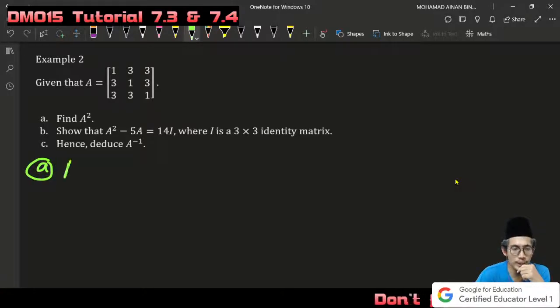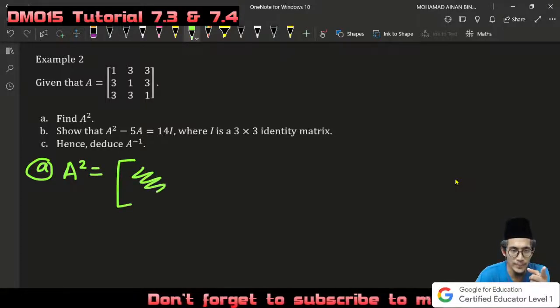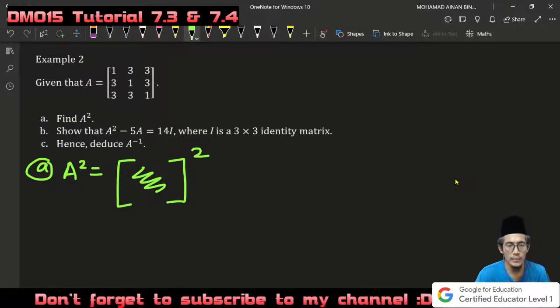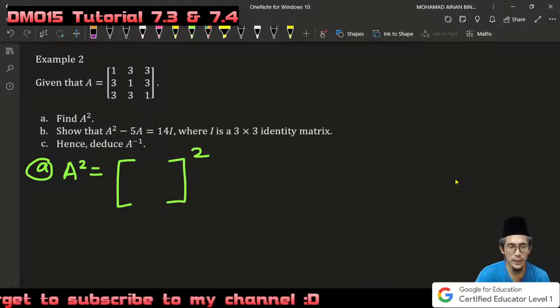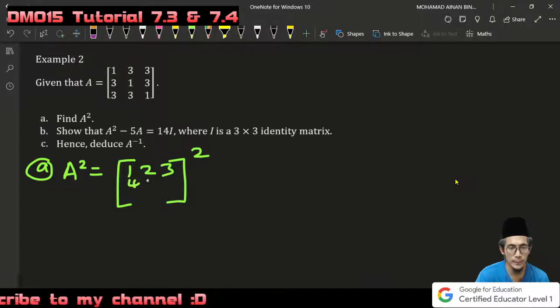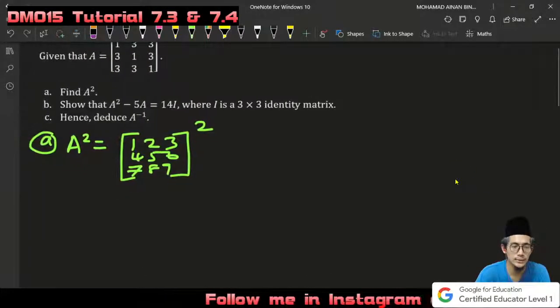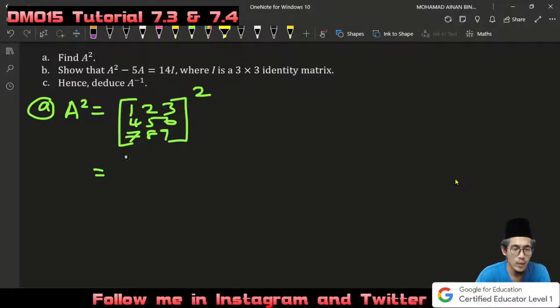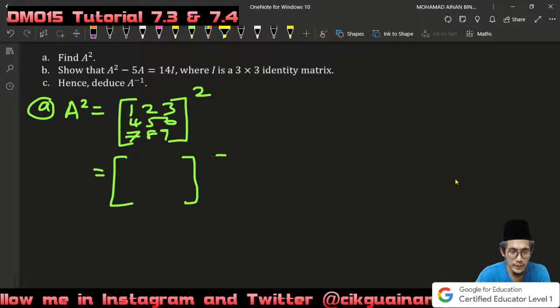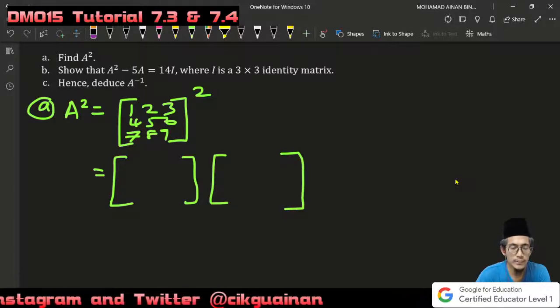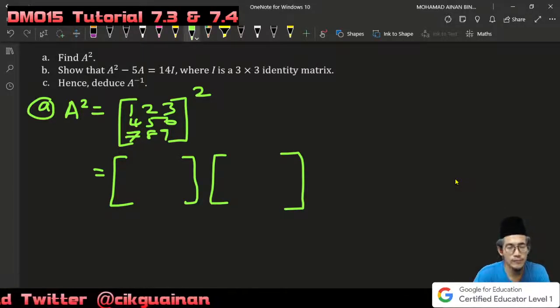Okay, now let's do the first one. Find A squared. Okay, now A squared equals, this one bukannya kamu dapat matrix and then kamu square. Bukannya katalah 1 2 3 4 5 6 7 8 9, bukannya 1 kuasa 2, 2 kuasa 2, 3 kuasa 2. Salah saya cakap sebab ada yang buat dan salah faham. Okay, now the correct one is, it means that the matrix multiply by itself 2 times.